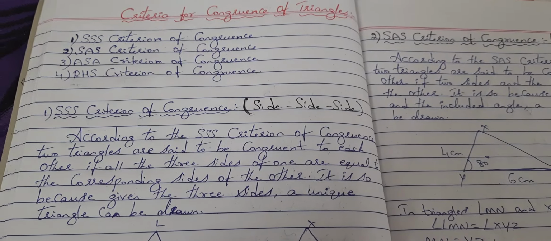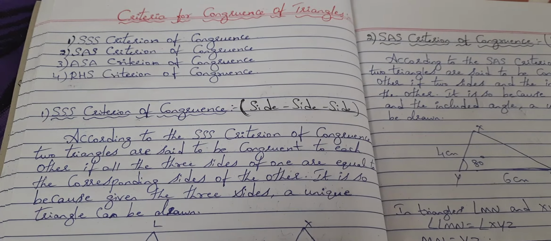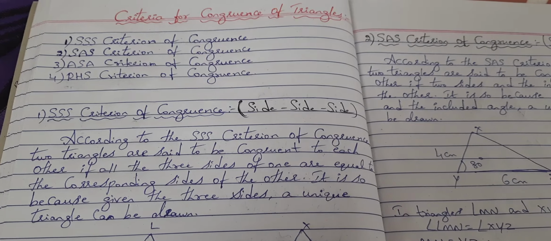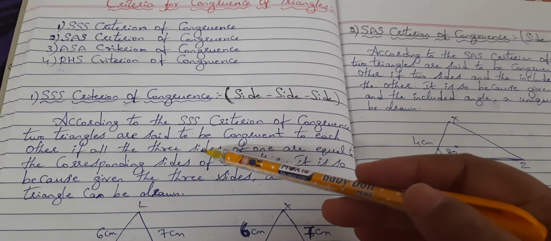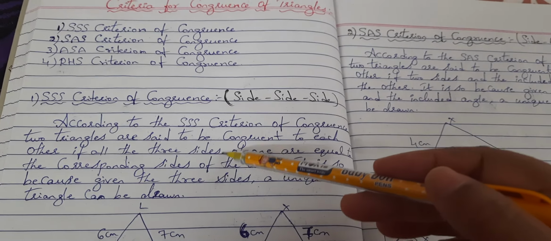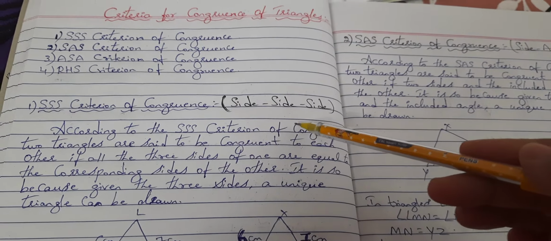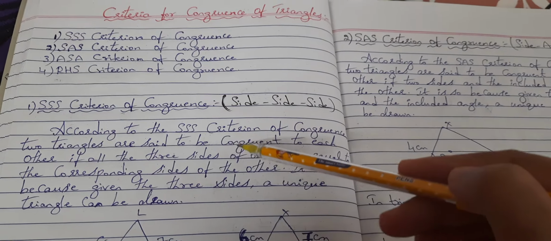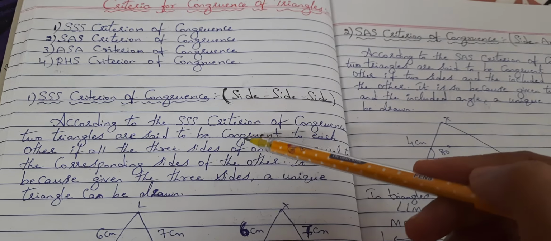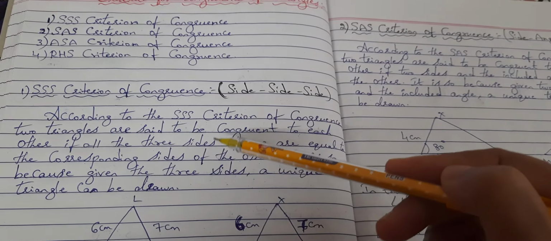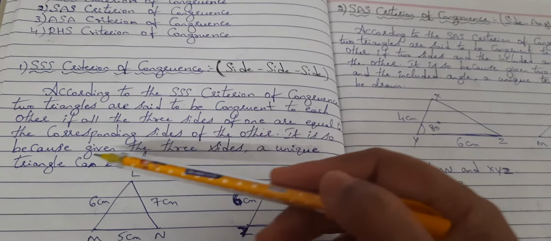What do you mean by the first one? SSS criterion of congruence. SSS means side, side, side. Here I have given you the definition of the SSS criterion of congruence. According to the SSS criterion, two triangles are said to be congruent to each other if all the three sides of one are equal to the corresponding sides of the other. It is so because given the three sides, a unique triangle can be drawn.